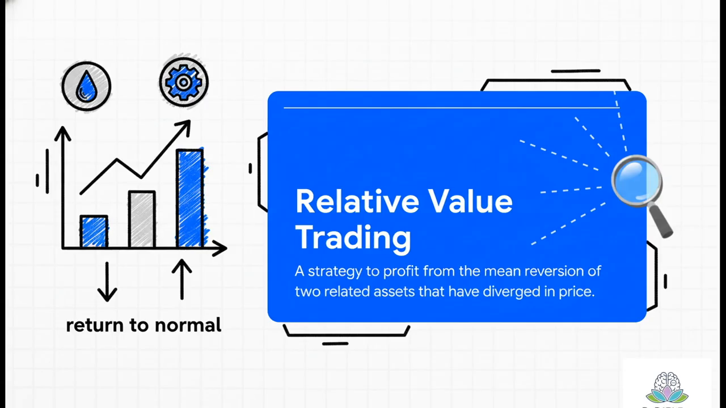Then, for whatever reason, one stock shoots up and the other one doesn't. That gap between their prices gets weirdly wide. A relative value trader bets on that gap shrinking back to its normal historical average. See? They're not betting on the price of oil, they're betting on the relationship.